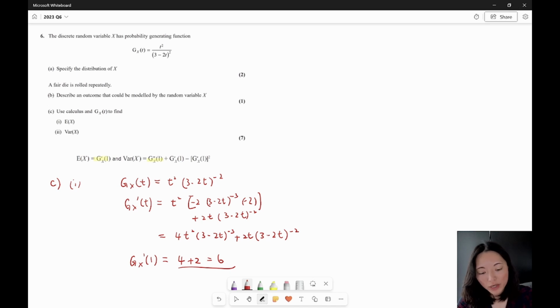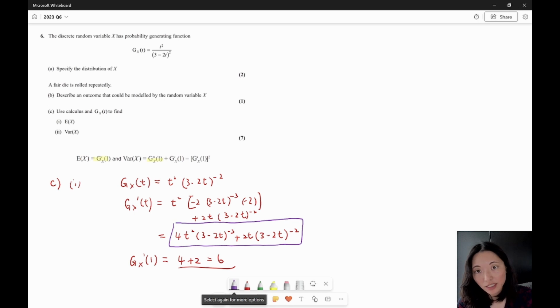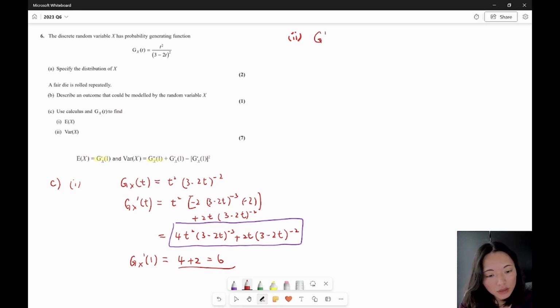Now let's work out the second derivative. Now I need to be differentiating this expression that I've highlighted in purple there. Now we just need to be very careful with our differentiation, making use of the product rule a number of times. G double prime of t equals.